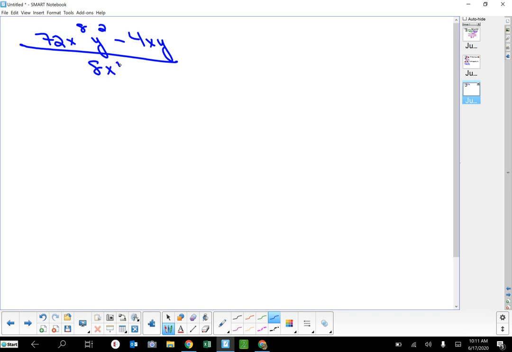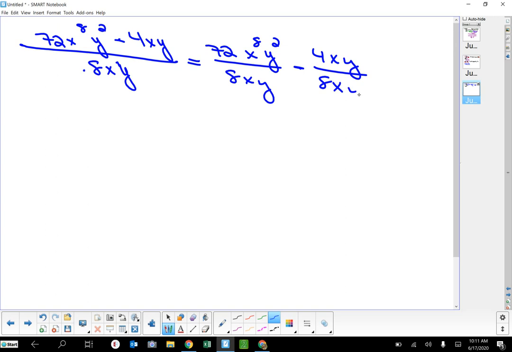by 8xy. Okay, well, it might behoove you to separate these two fractions. So 72x to the 8th y squared over 8xy, and a negative over a positive is a negative. So 4xy over 8xy. There's a rule in fractions, I don't know if you remember it, but it's a over b plus c over b equals a plus c over b. And essentially that's what's happening here.